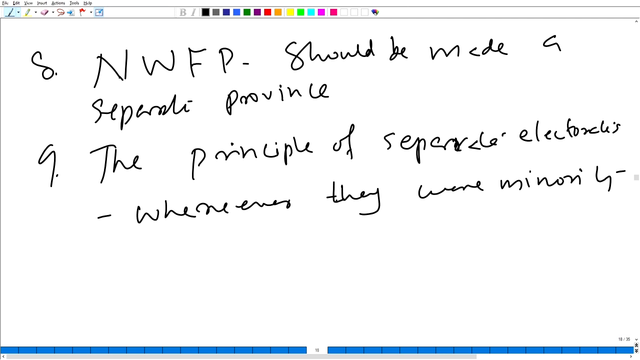The separate electorate should be given to Muslims wherever they were a minority, and non-Muslims would be given reservation in Northwest Frontier Province. Relating to separate electorates, the Nehru report made it clear that separate electorates would be provided for the Muslims at the center and provincial legislature wherever they were in a minority, and similar status should be given to non-Muslims in Northwest Frontier Province.